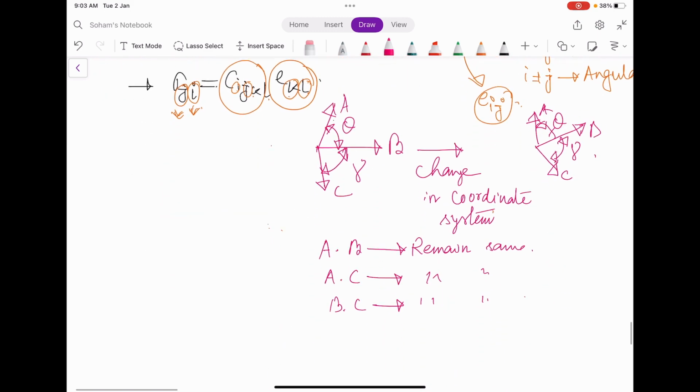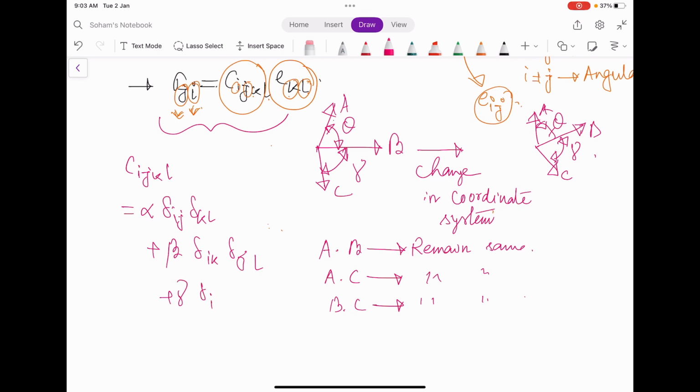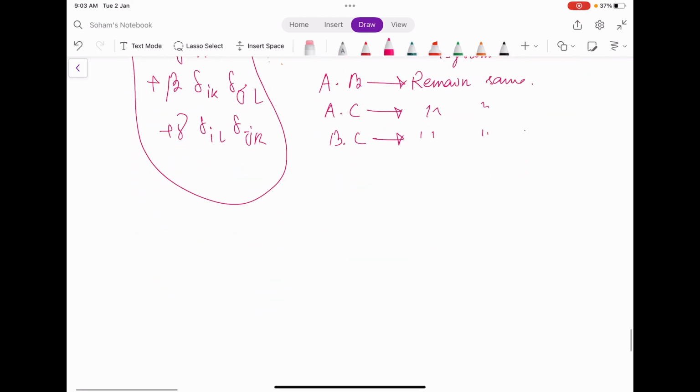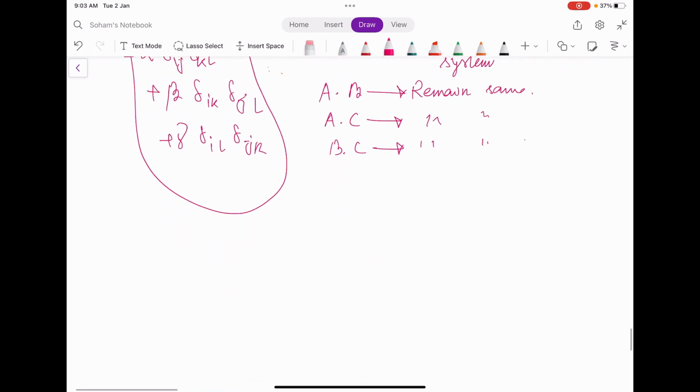Now to find Cijkl, there is a long proof in tensor algebra that if Cijkl is isotropic, then I can write Cijkl as some alpha into delta ij delta kl plus some beta into delta ik delta jl plus some gamma into delta il delta jk. The formal proof is very long. I will give you a very nice short proof, which I have learned from an NPTEL lecture given by Professor Suman Chakraborty. You can also refer to that if you have any doubt.